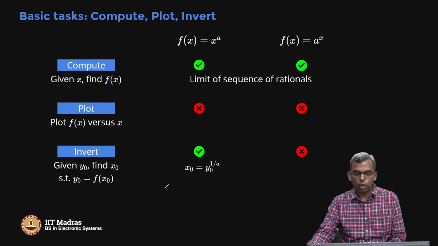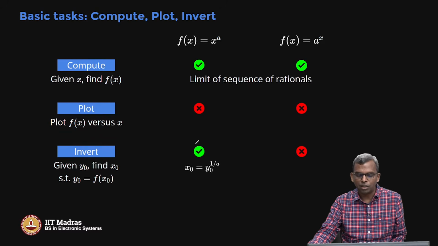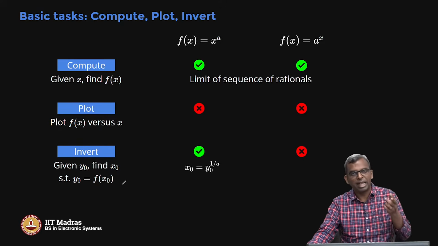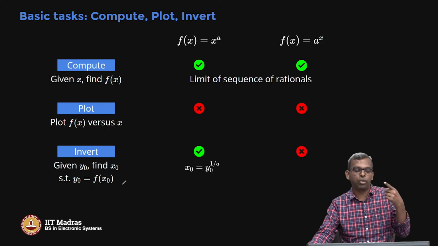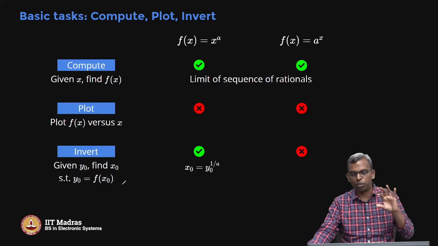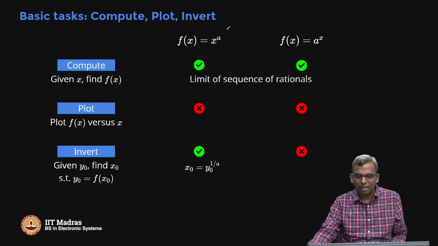And finally, inverting x power a is not too bad. You know what inverting is. Basically, given y naught, find x naught such that y naught equals f of x naught. So basically, find an x naught which, when transformed through f, will give you a y naught. That's like the inverse problem of computing the function. At some level, it's not too bad. You can just do y naught power 1 by a and wonder whether the ath root will exist for y naught or not, and if it exists, how to compute it, etc. Maybe you have to do a sequence. I'm going to put a tick mark here. It's sort of a qualified tick mark, because it's a similar x power a type computation.